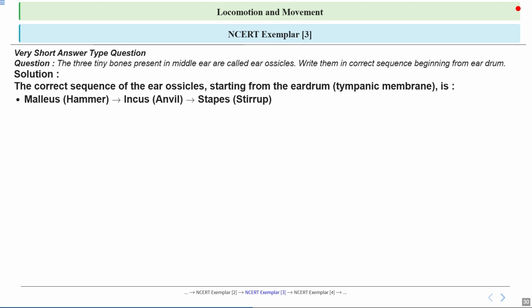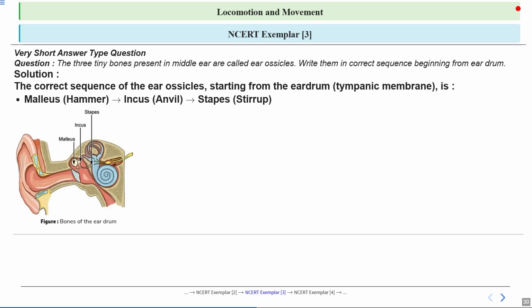The malleus is shaped like a hammer and is attached to the eardrum and receives sound waves. It then passes the vibrations to the incus, which is shaped like an anvil, and finally to the stapes, which is shaped like a stirrup, which pushes against the fluid in the cochlea, converting sound into nerve signals that the brain can interpret. Now you can see the three tiny bones present in the middle ear, collectively called the ear ossicles: malleus, incus, and stapes.